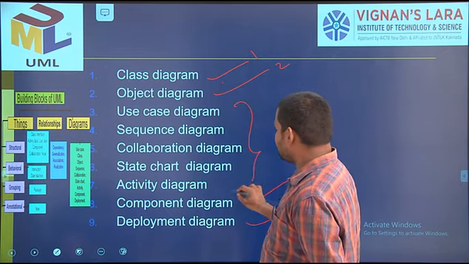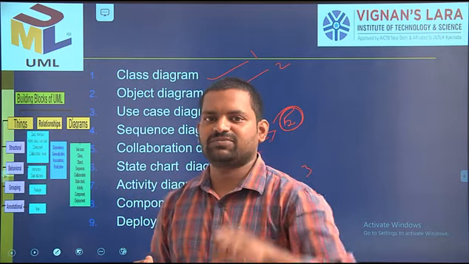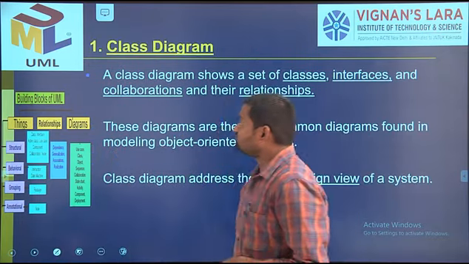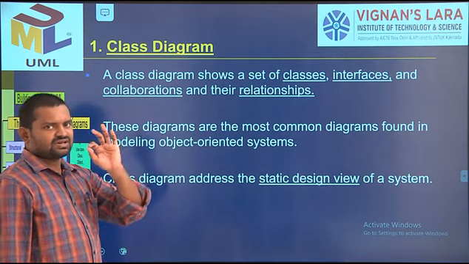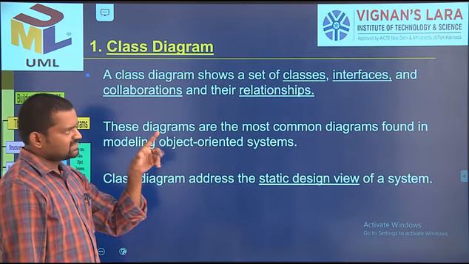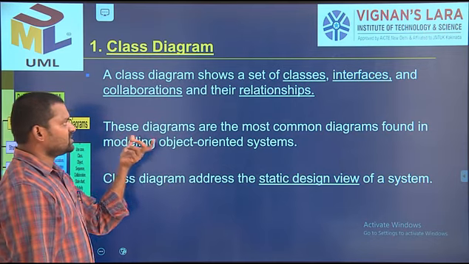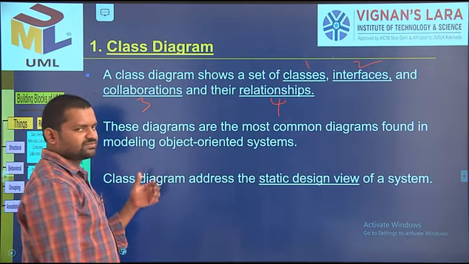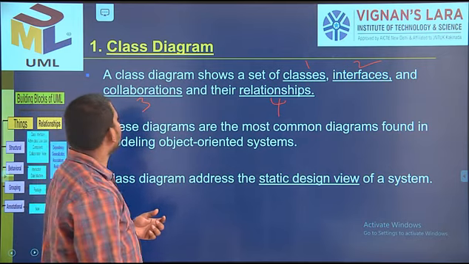Let me see each and every diagram's description, what the diagram contains, and what the structure of that particular diagram is. So the first one is the class diagram. What is the class diagram? A class diagram shows classes, interfaces, collaborations and relationships. For relationships, you may use different kinds of adornments. There are also stereotypes. We will learn about stereotypes later, at the time of the detailed view of the class diagram.